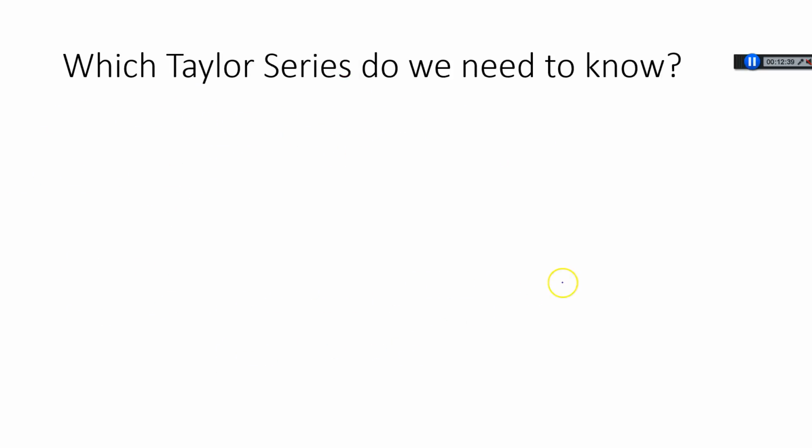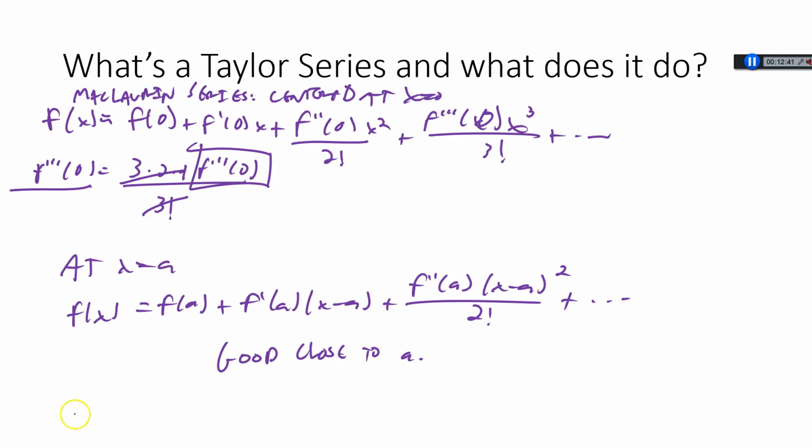In fact, if you plug in a, whoops, go back a slide. So this is good close to a, because if you plug in a here, all of these will turn into 0. You'll just end up with f of a. Here, if you plug in 0, everything goes away, and you just end up with f of 0. But close to a, this is the one that you're going to want to use.